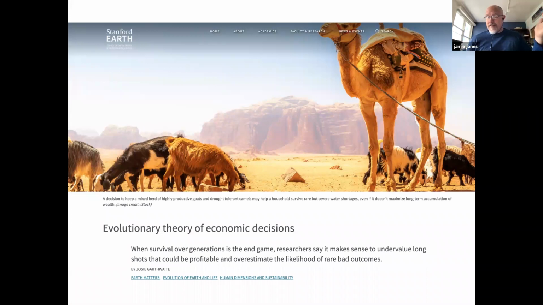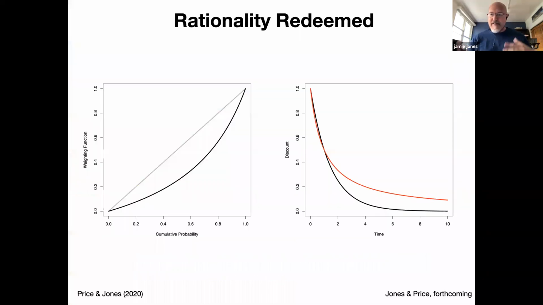Apparently, that's what I've learned from the media people at Stanford. Camels get clicks.